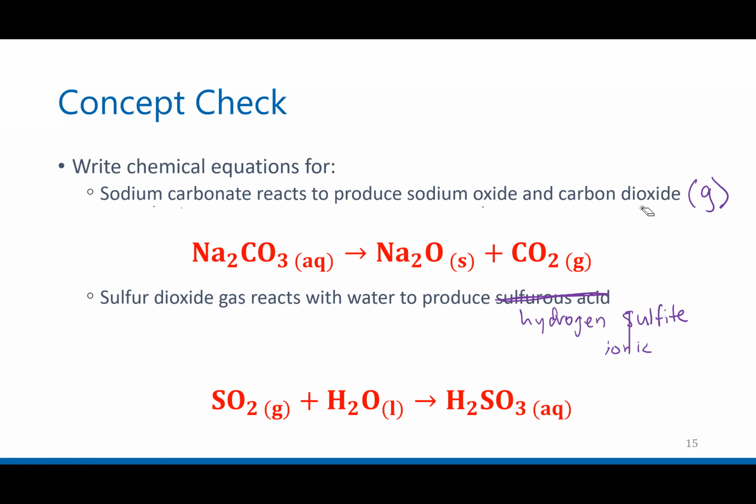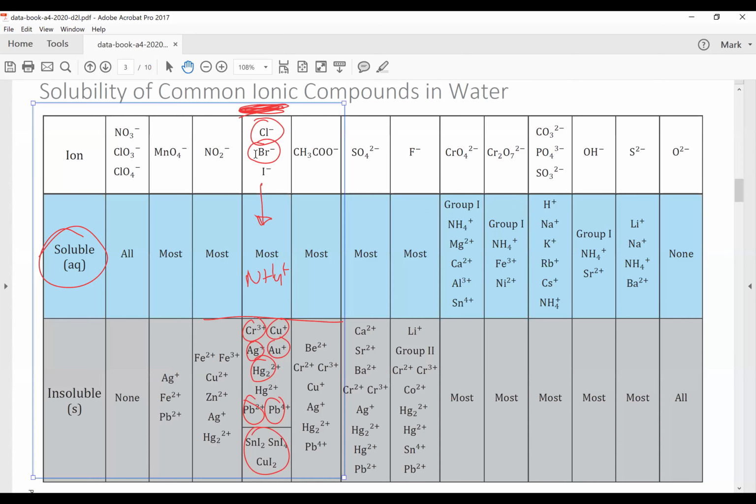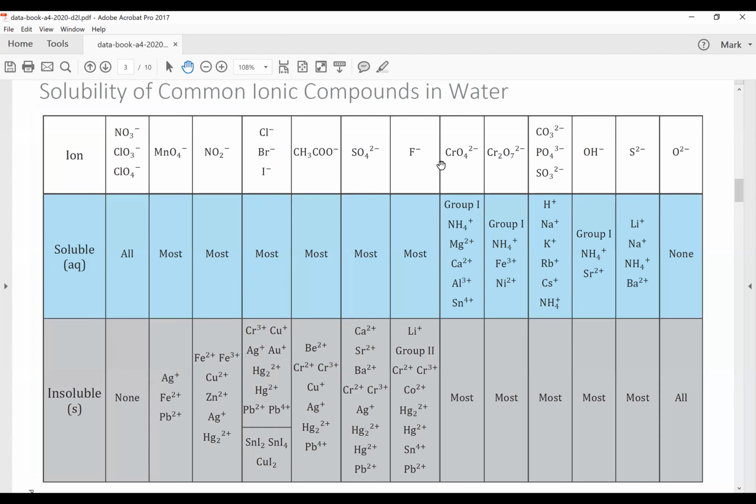Okay, so sodium carbonate, an ionic compound, and I have sodium oxide, another ionic compound. Let's look at our lovely data booklet here. Let's see if we're right. So we have sodium carbonate, and we have sodium oxide.